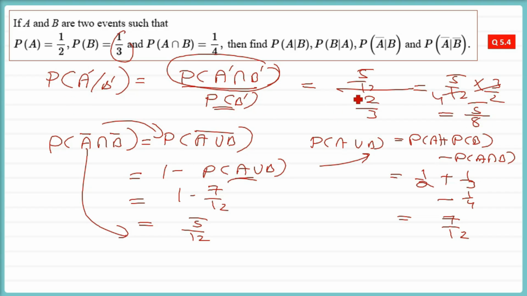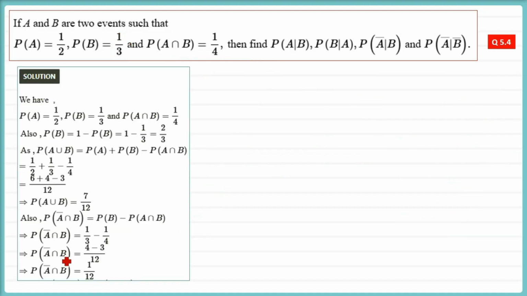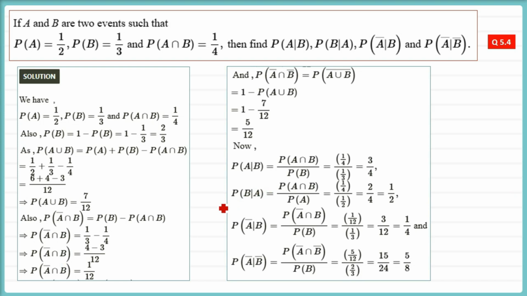So I have explained all these separately, and let me also show you the formal way of doing it. This is how you're going to go about it. It was a good question. It may come in 4 to 5 marks.